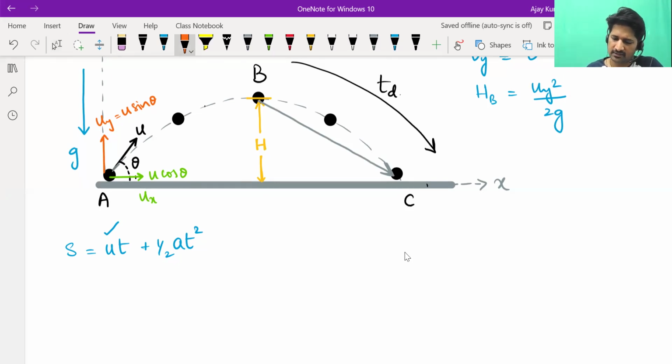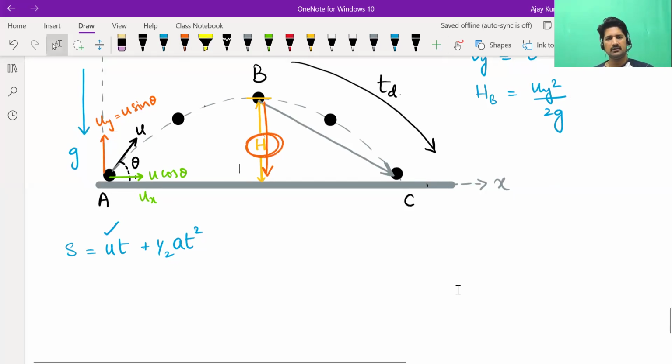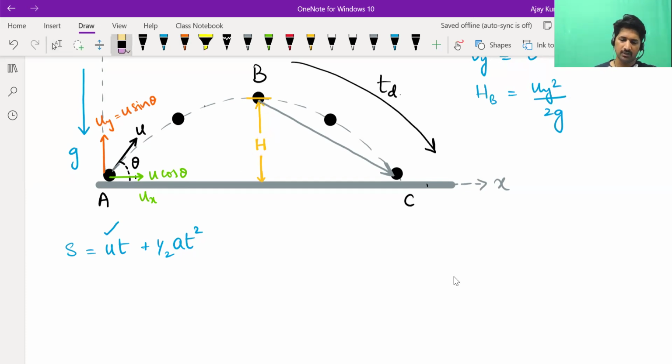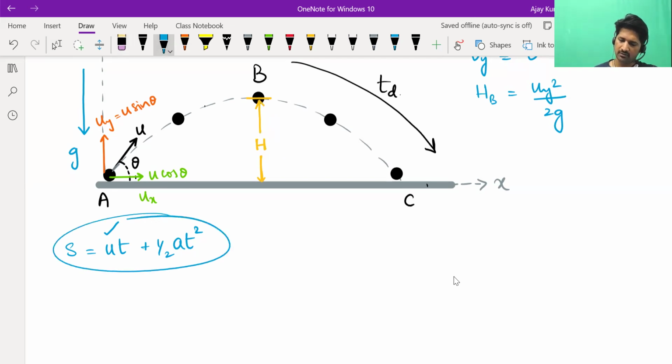The displacement vector is the gray one. Its y component will be from here to here, which is Hmax itself. Right? So we know the displacement's y component from B to C. It is Hmax, but in the downward direction. Since we don't know the total displacement, but we only know displacement's y component, we are going to use this equation, but only in the y direction. Sy is uy into t plus half ay into t square.